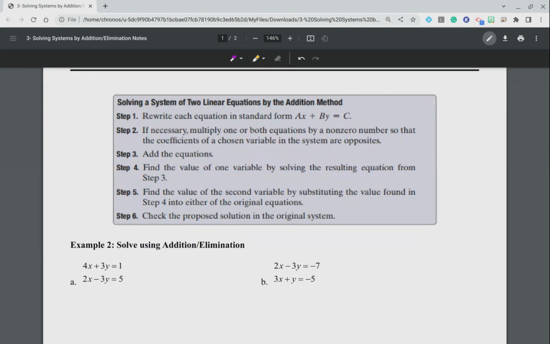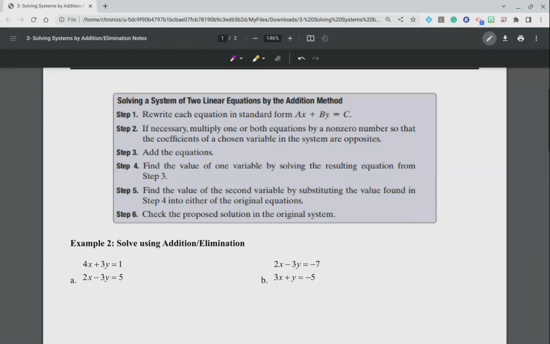Now step 1 says rewrite each equation in standard form, Ax plus By equals C. If you look at example A, it is already in this form. We have a 4x plus a 3y and a 2x minus 3y, and that is equal to a constant, which is C. All right, and then it says if necessary, multiply both of the equations by a non-zero number so that the coefficients of a chosen variable in the system are opposite.